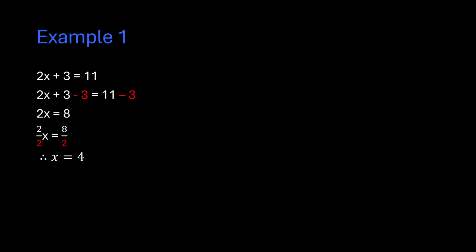Example 1. Start by subtracting 3 on both sides. After this, we remain with 2x = 8. Then we divide both sides of the equation by 2 to completely isolate x and have it alone on one side of the equal sign. We therefore conclude that x = 4.